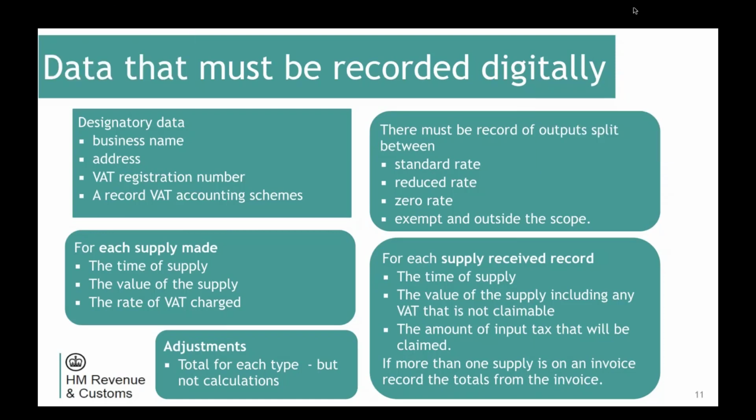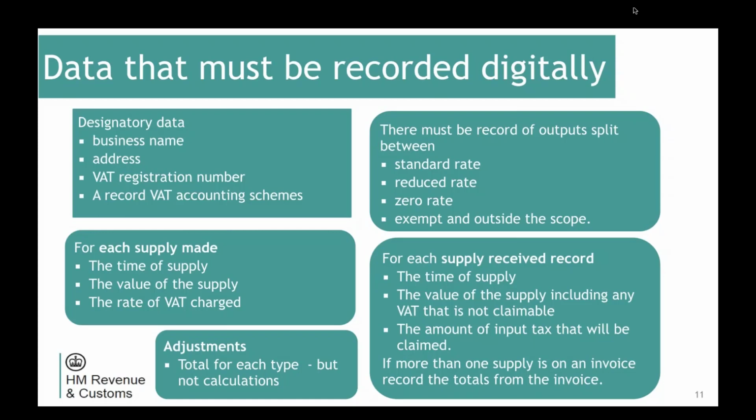But just to be clear on some of the points, for each supply the business makes, you must record the time of the supply, the tax point, the net value of the supply excluding VAT, and the rate of VAT charged. Where there is more than one supply on an invoice and those supplies are within the same VAT period and charged at the same VAT rate, you can simply record them as a single entry. There's more information and examples on how you treat different types of supplies, including mixed rate supplies and supplies made by third-party agents, in the VAT notice.